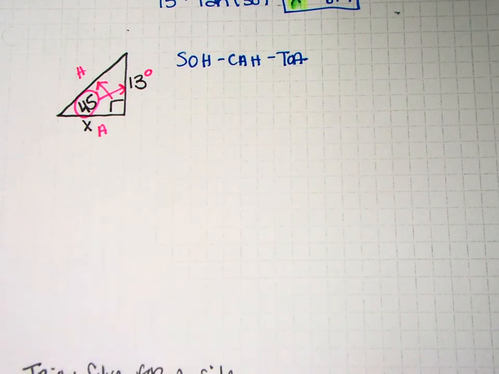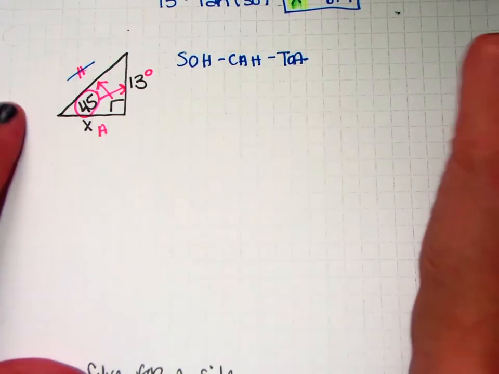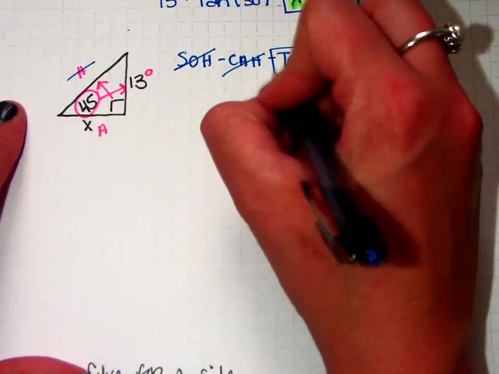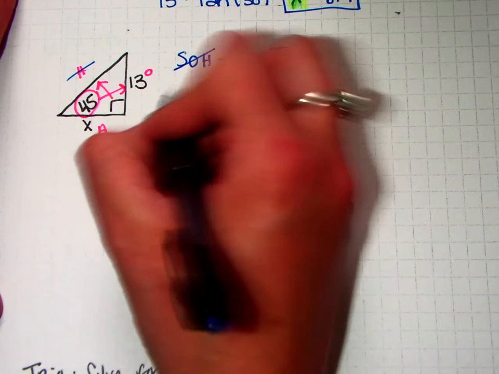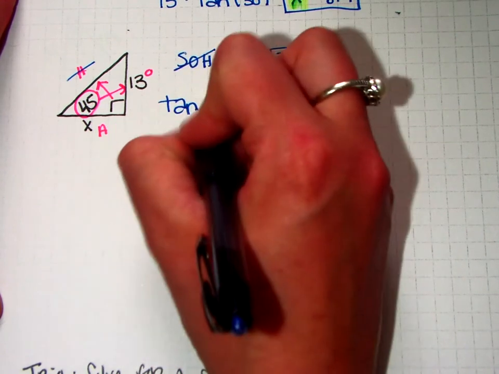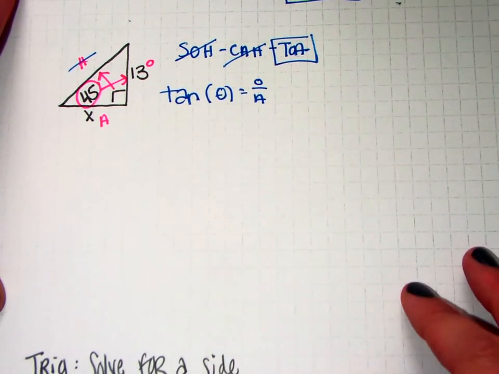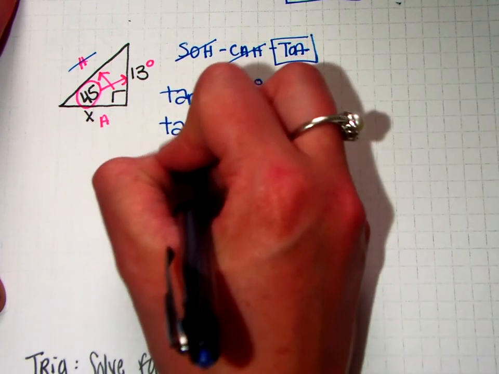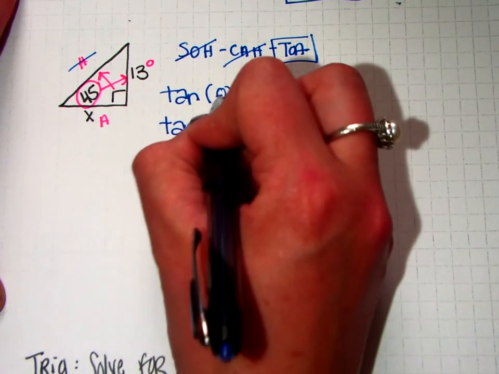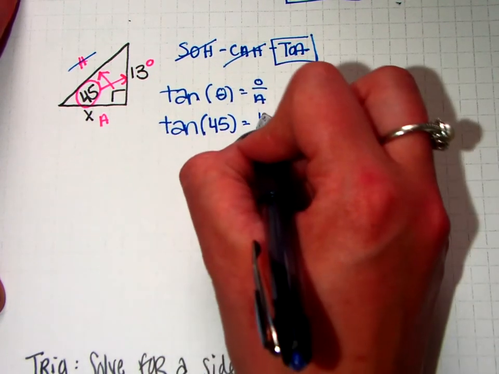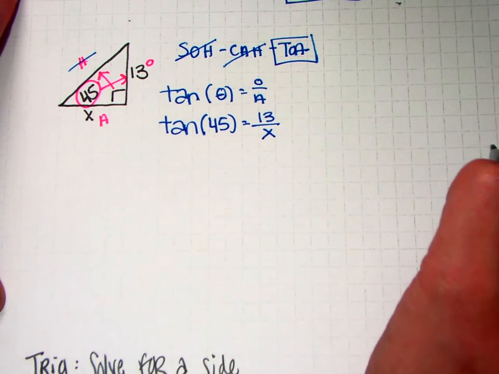This one looks like it's going to be another tangent problem. Notice how we have an H by itself, so no sine, no cosine. We're going to use tangent. So tangent of theta equals O over A. And then we're going to sub. Tangent of 45 equals 13 over x.